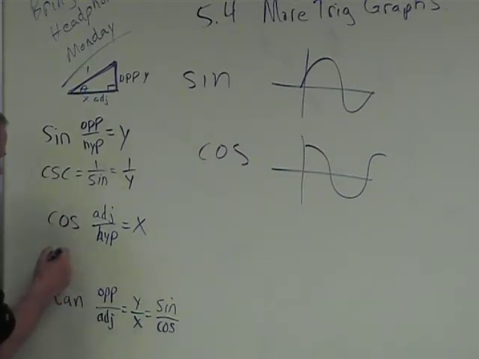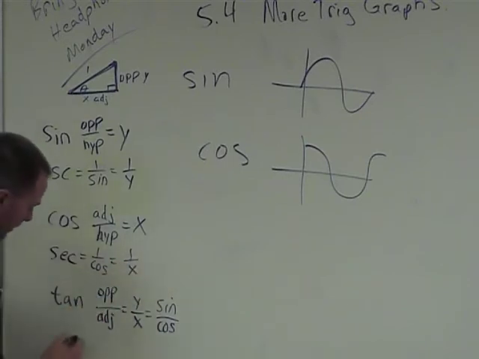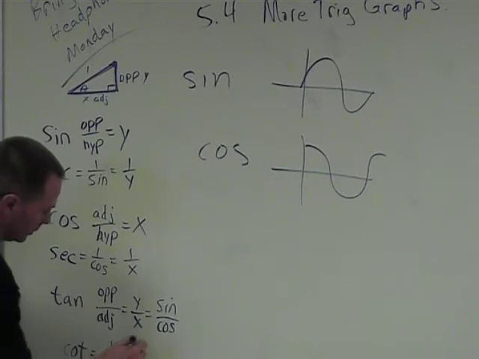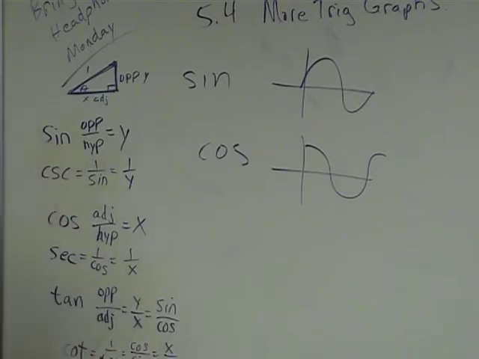All right, cosine goes with secant. That is 1 over the cosine, or 1 over x. And cotangent is 1 over the tangent, or cosine over sine, or x over y. So we've been talking about that over a week now. As we go through the next chapter, hopefully this is going to be really easy for you to remember. This is the basics. This is your foundation.